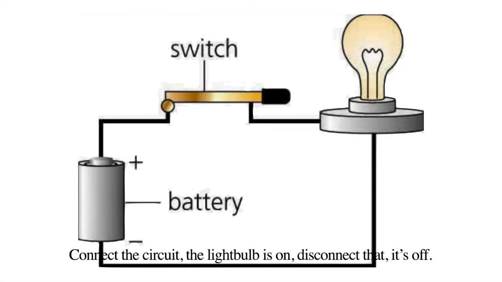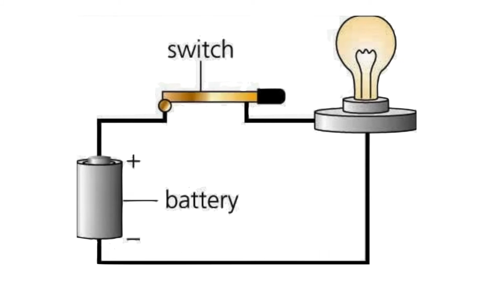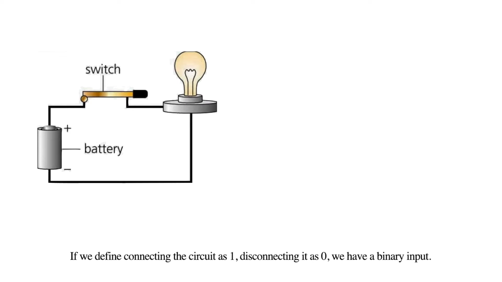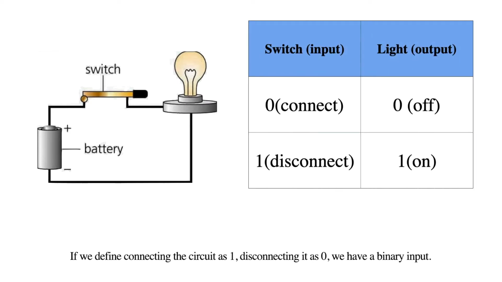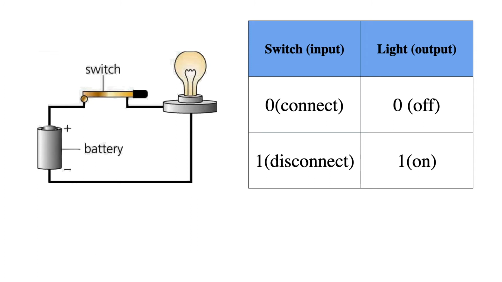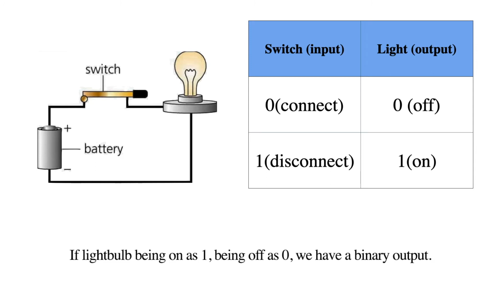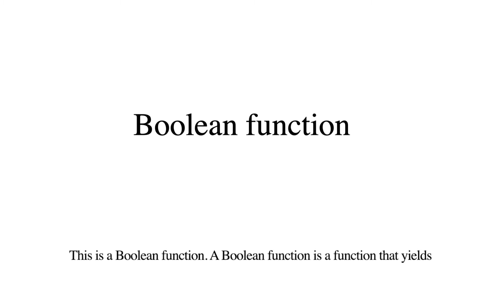The circuit, the light bar is on. Disconnect that, it's off. If we define connecting the circuit as 1, disconnecting it as 0, we have a binary input. If the light bar being on is 1, being off is 0, we have a binary output. This is a Boolean function.